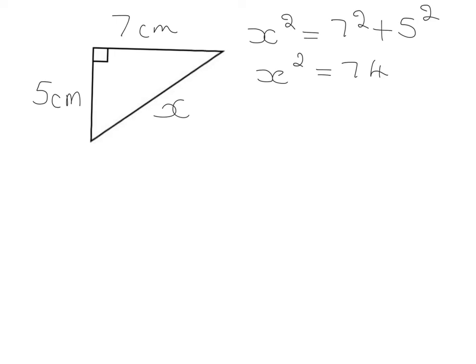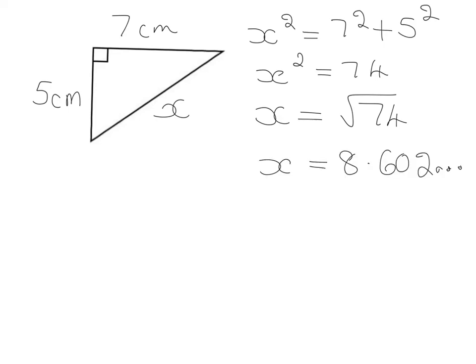So x squared is equal to 74. But I don't want x squared, I want x by itself, so I'm going to use the square root. So x is equal to the square root of 74. Again, write it to 3 decimal places, so 8.602, and then round. I'm going to round it to 1 decimal place, so 8.6 centimetres. Remember your units at the end.